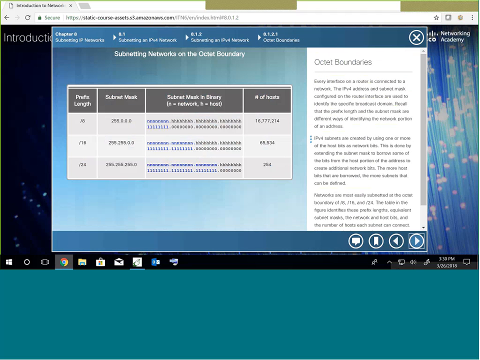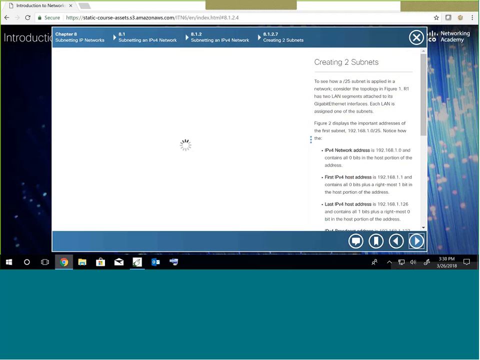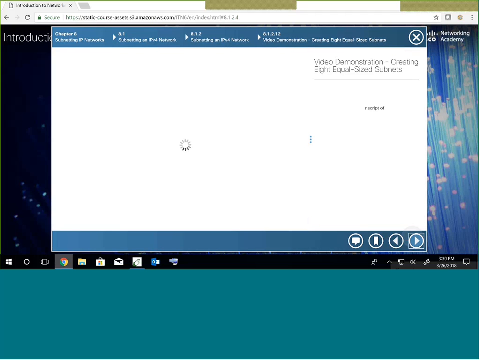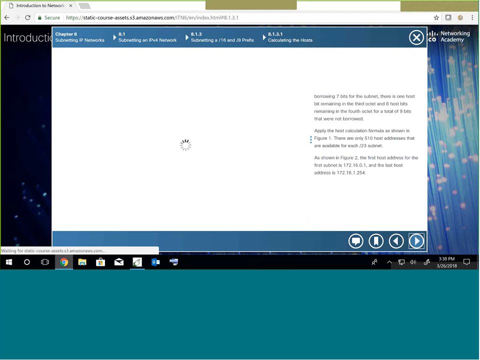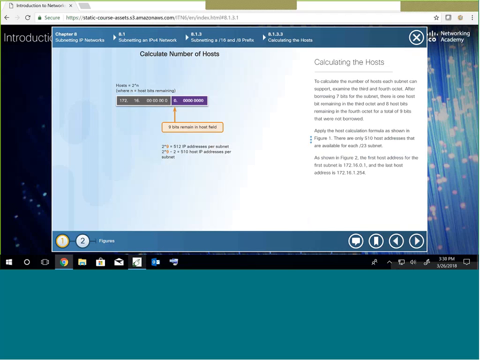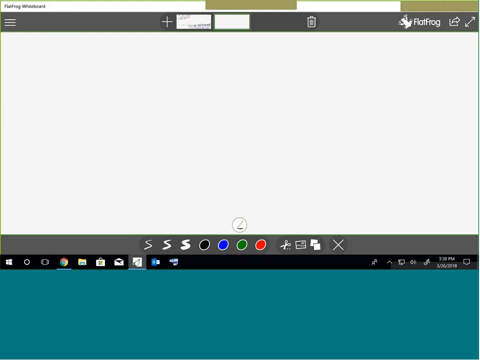All right, let's see. Let's do an example. Let's do a quick example. I want 60 subnets, not hosts. I want 60 subnets, all the same size, so we're not doing any VLSM, I just want subnets.